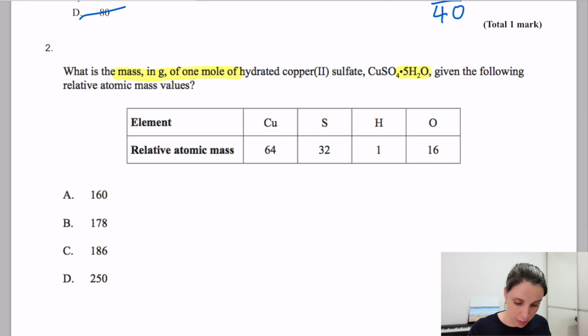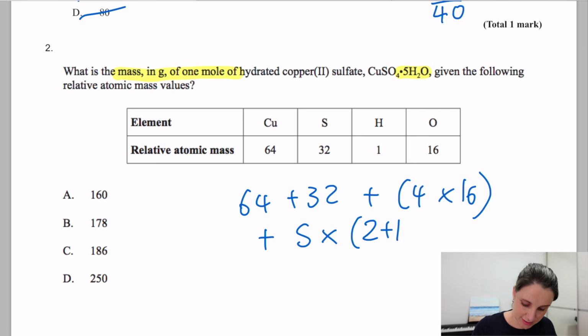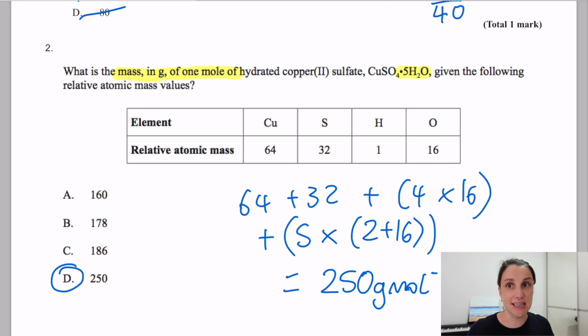So using a periodic table, or using information that they've given you, you can literally just add these together, but you have to include those 5H2O. So you end up with 64 plus 32 plus your 4 times 16 plus 5, and then times your 2 plus 16. I should probably put extra brackets there, okay? Overall, this comes to 250 grams per mole, so the answer here is D.